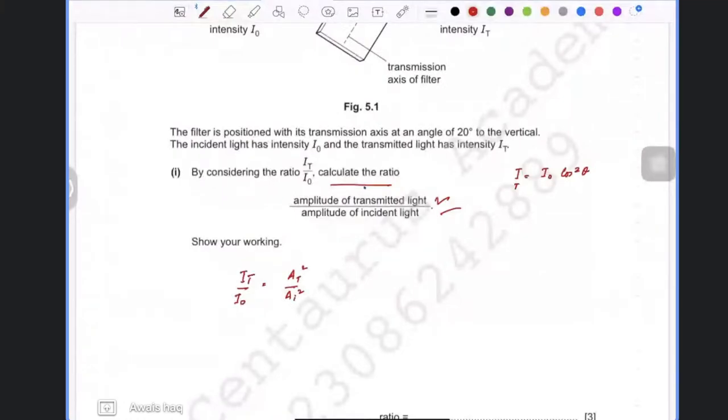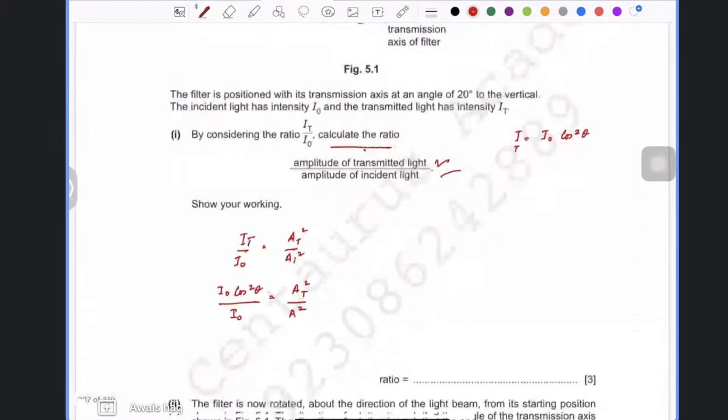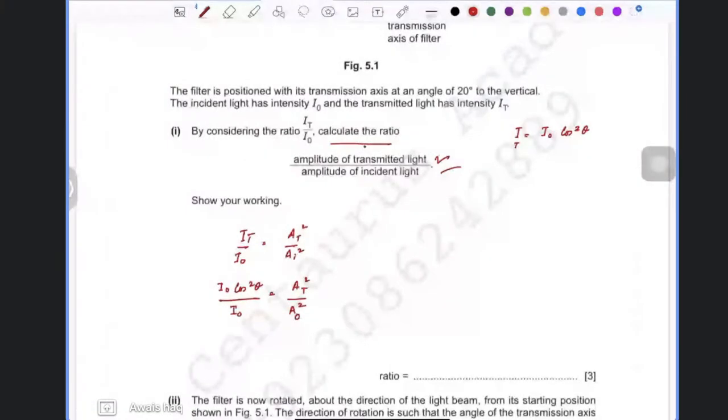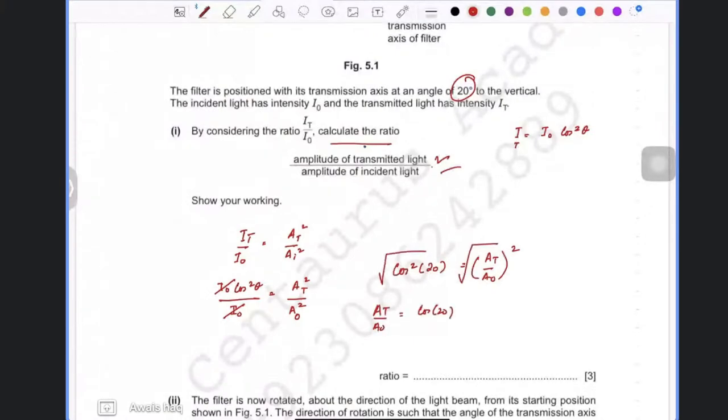Now I t was equal to I naught cos square theta, and I naught was A naught square, and I t was A t whole square. So, this and this will cancel out. You have 20 degrees to it, which means we're going to write cos square 20. And then A t over A naught, I can also write it as whole square. Then I'm going to take under root on this. So I will get A t over A naught equals cos of 20 degrees. That's it, because the square will cancel out.